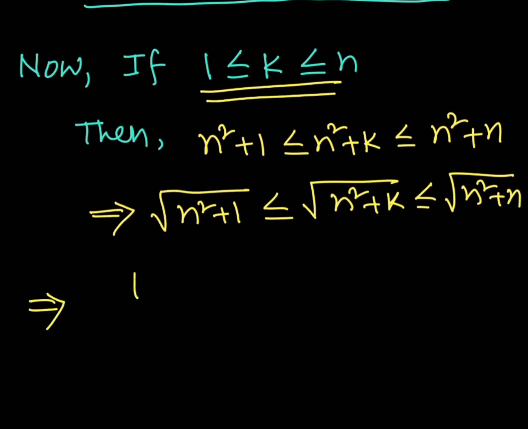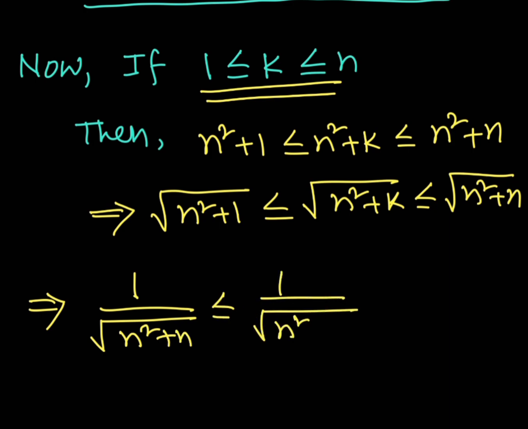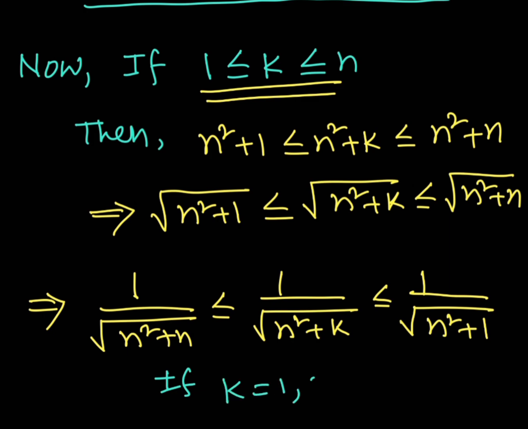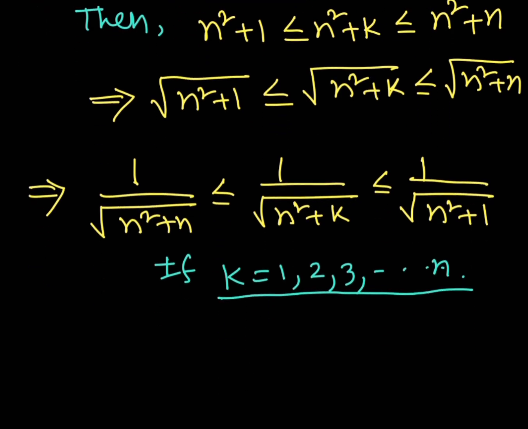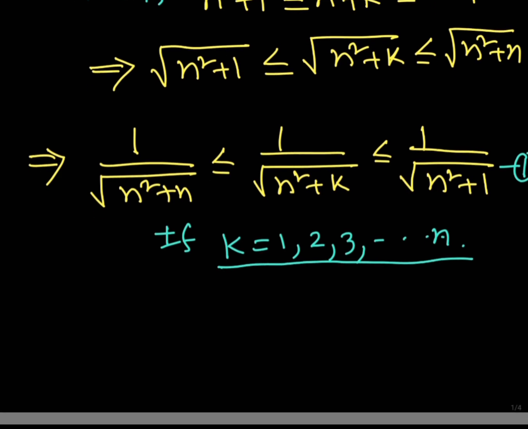So this implies 1 upon square root of n square plus n less than or equal to 1 upon square root of n square plus k less than or equal to 1 upon square root of n square plus 1. This holds for k equal to 1, 2, 3, up to n. So we call this equation number 1.